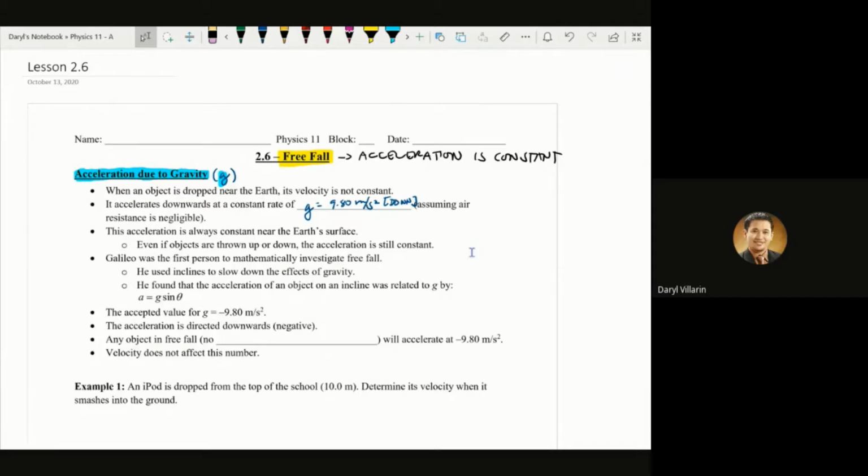So it's downward. Whether you're throwing the object upward or downward, the acceleration will always be negative 9.8. In this case, we use the coordinate system where going up is positive and downward is negative, so that we can say acceleration is always negative 9.8, or 9.8 downward.